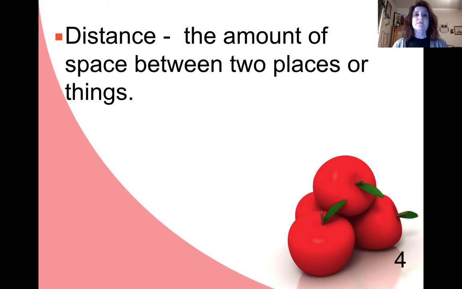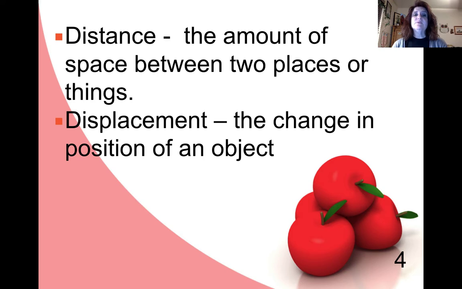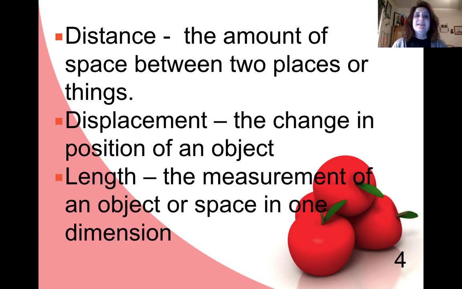Distance is the amount of space between two places or things. Displacement is the change in position of an object. So distance is literally how far you go, the number of steps, if you will. But displacement is how far you are from where you started. It's just a change in position. Length is the measurement of an object or space in one dimension.